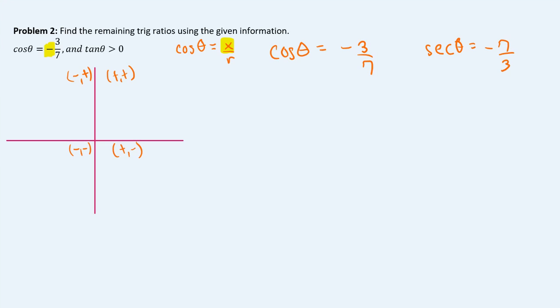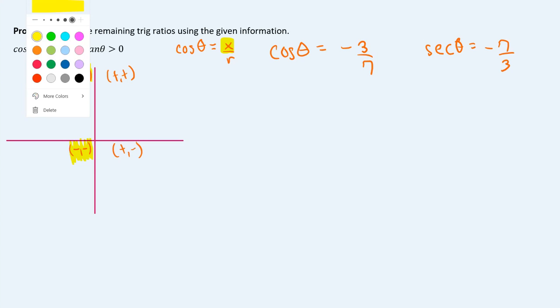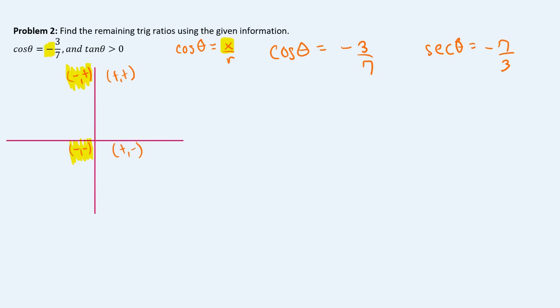So because cosine is negative, that means that it has to either be in the second quadrant or the third quadrant, since that's where cosine is negative, since cosine is the x value. So then we have to look at our other piece of information. Our other piece of information says that tangent is greater than 0. Well, tangent is y divided by x.